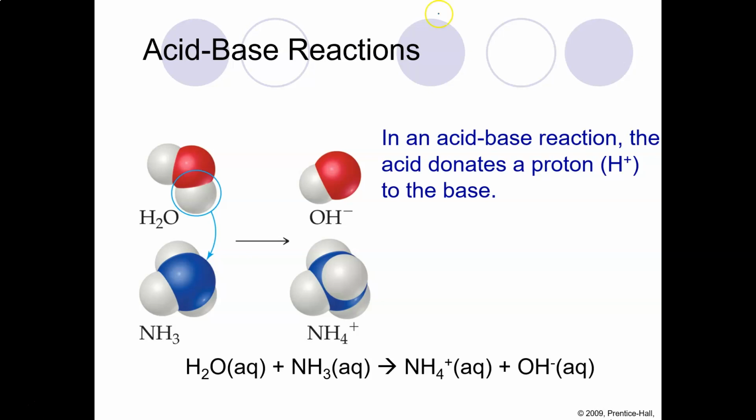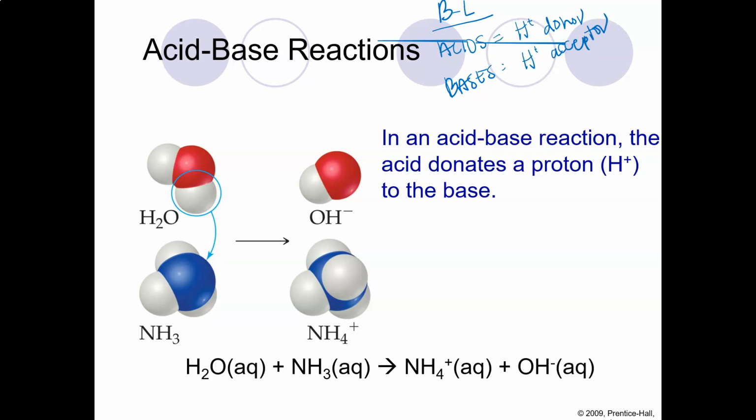So for the Bronsted-Lowry definition, let's just review really quick. For acids, they are proton donors. So I'm going to say H plus donor. And bases are acceptors, H plus acceptor.